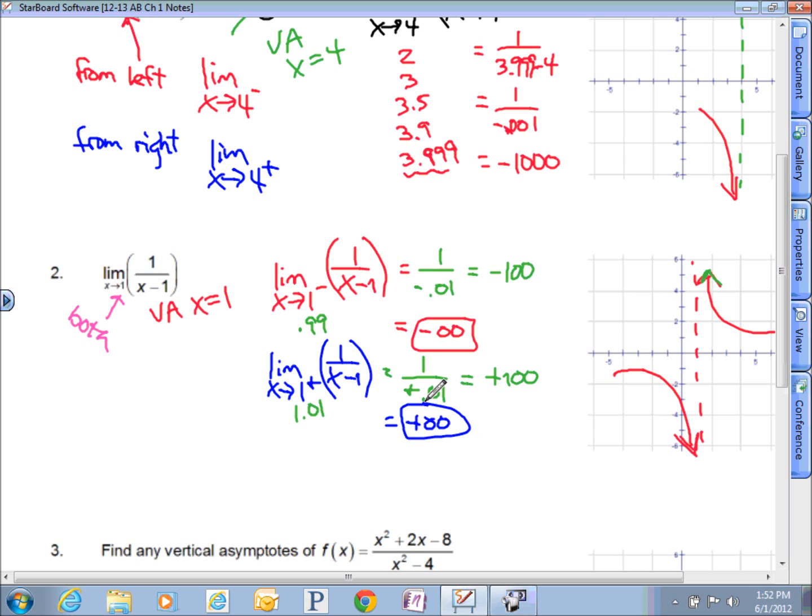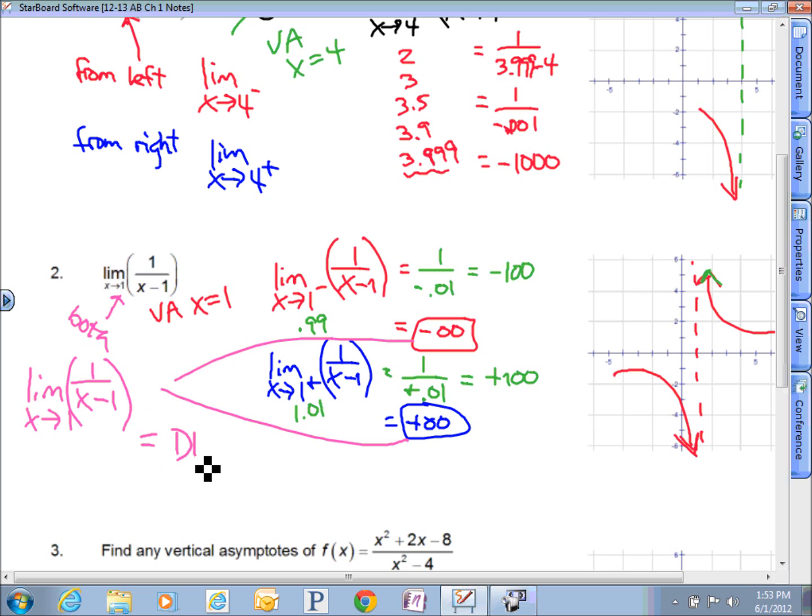Well, if one of them is headed toward positive infinity and the other one's headed toward negative infinity, the limit as x approaches 1 from both sides of 1 over x minus 1 would not exist. Why doesn't it exist? Because those two values don't match. And again, looking at the graph, one side's going up, one side's going down, headed toward the same x value. They don't agree. Limit doesn't exist. And we just showed it two ways. We showed it graphically, and we showed it algebraically.